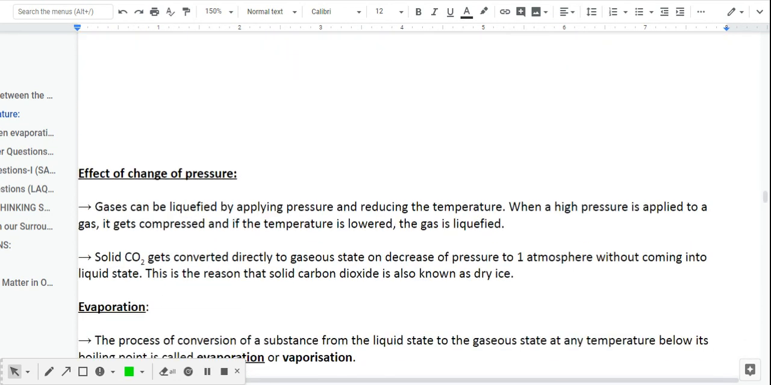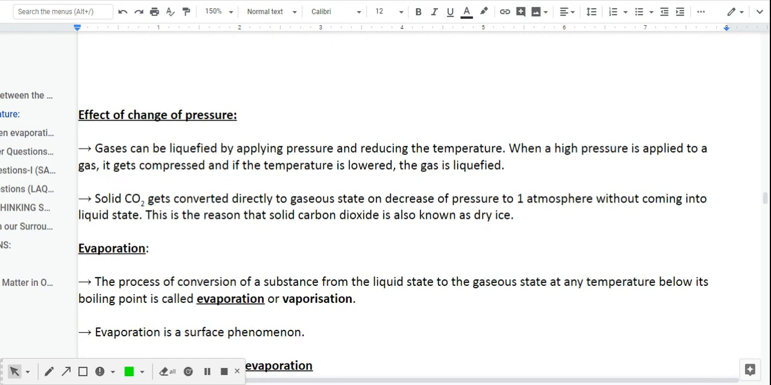So next thing is effect of change of pressure. What do you mean by effect of change of pressure? Gases can be liquefied, abhi humne padha, by pressure and temperature also, right? When a high pressure is applied to a gas, it gets compressed, and if the temperature is lower, the gas is liquefied. So a solid CO2 gets directly converted into gaseous state on decrease of pressure to 1 atmosphere without coming into liquid state. This you can do at home also.